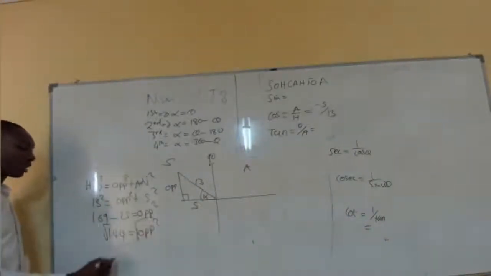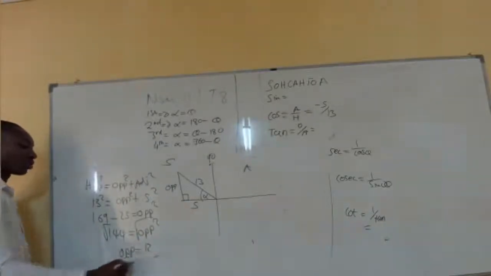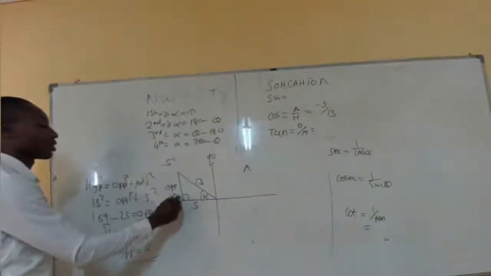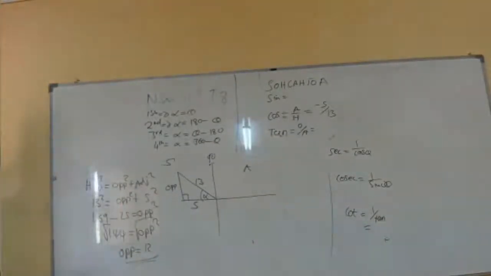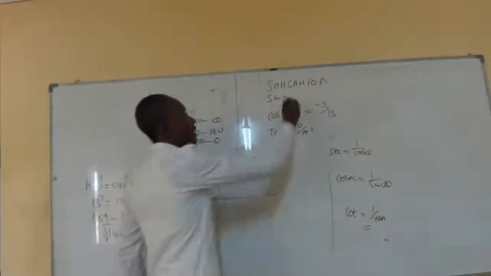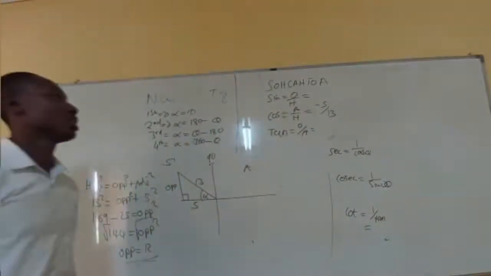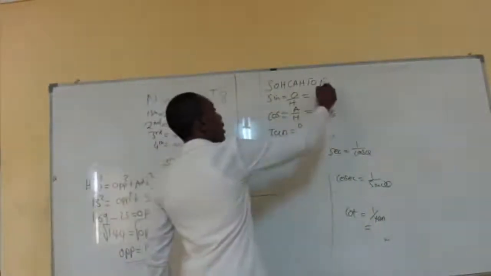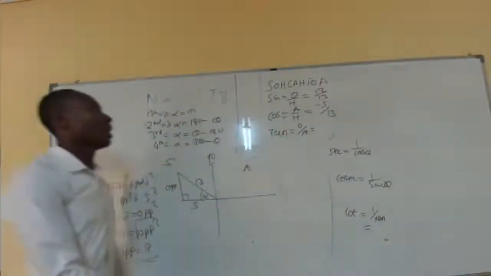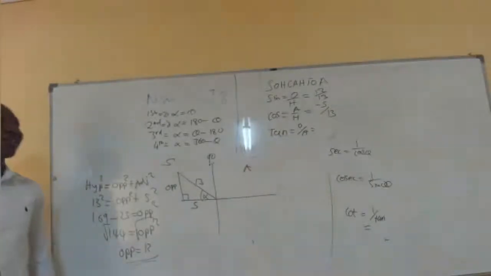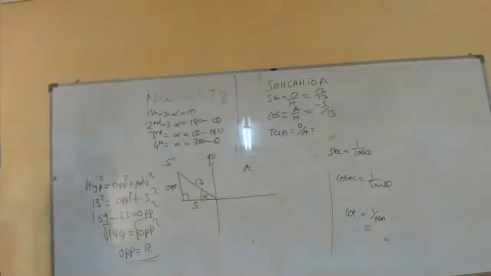144 is equal to opposite squared. Take the root there, so the opposite is actually equal to 12. I'll write 12 here. Now that we know the opposite side, can we find sine? Sine is opposite over hypotenuse. Opposite is now 12, hypotenuse is 13. Since we're in the second quadrant, sine is positive, so it maintains as 12 over 13.